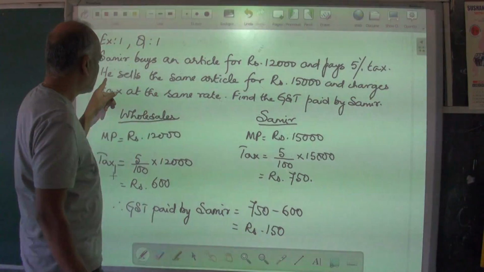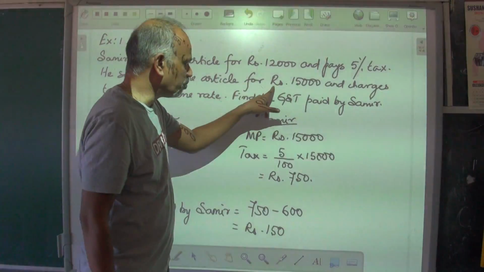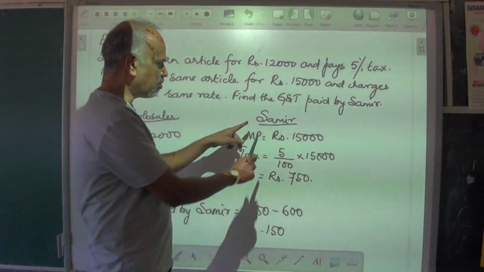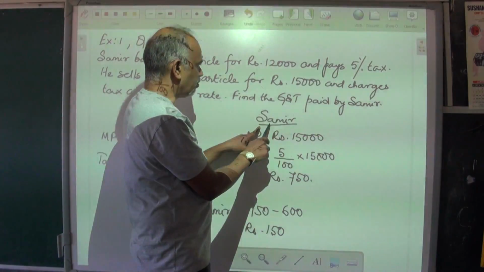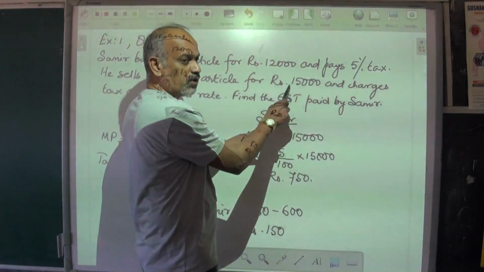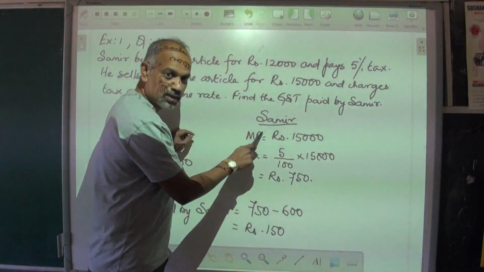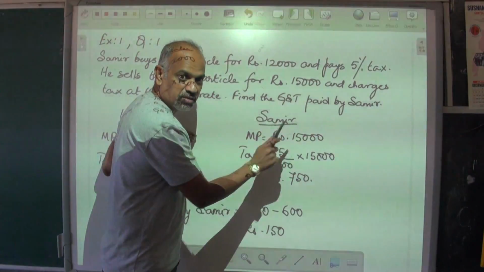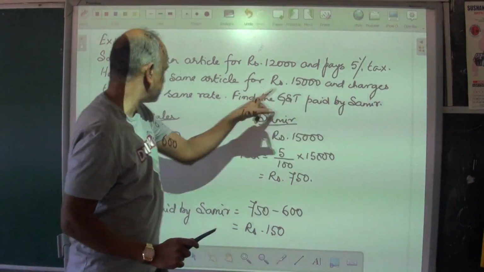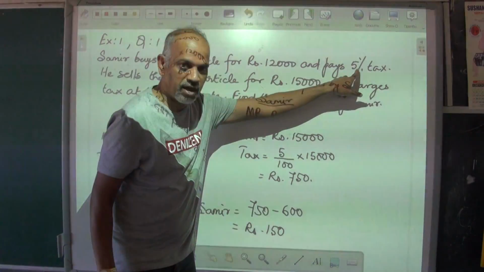Next, he sells the same article, which means Samir sells the same article for rupees 15,000. So imagine Samir is going to sell it to a customer. When Samir sells it, he sells it for 15,000 rupees. So that 15,000 rupees is the new mark price. So the mark price of Samir is rupees 15,000 and he charges tax at the same rate, which means he is going to charge tax at 5%.